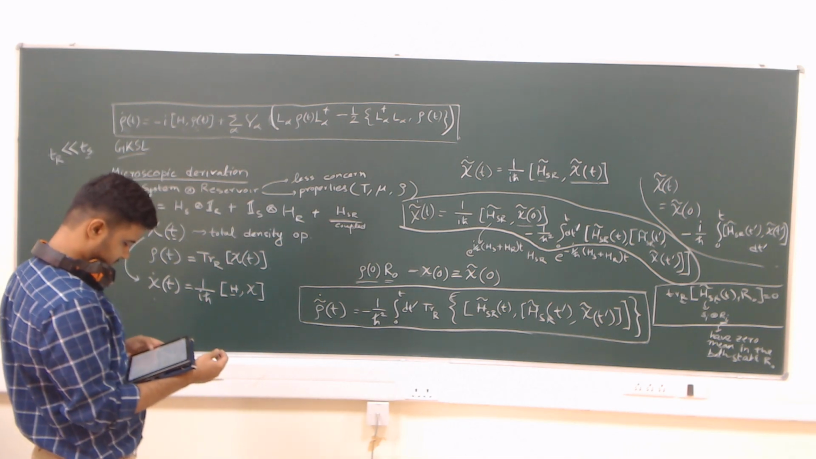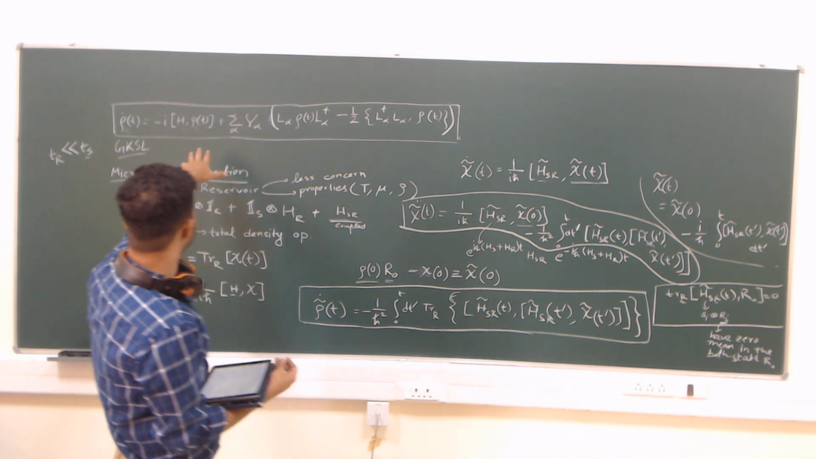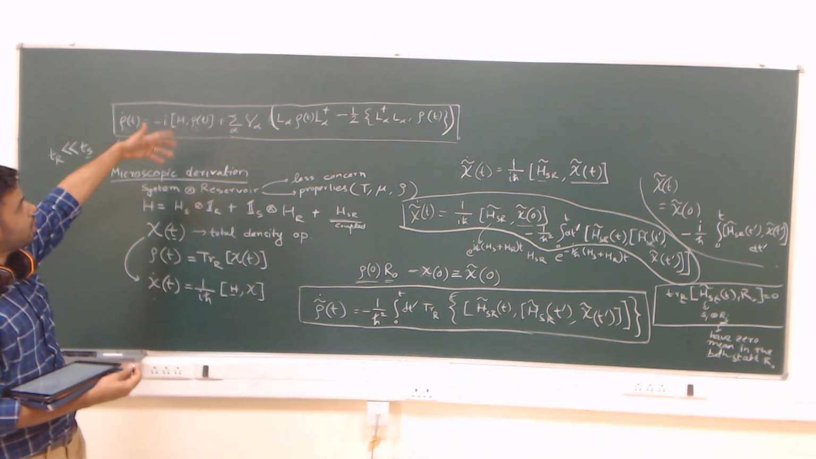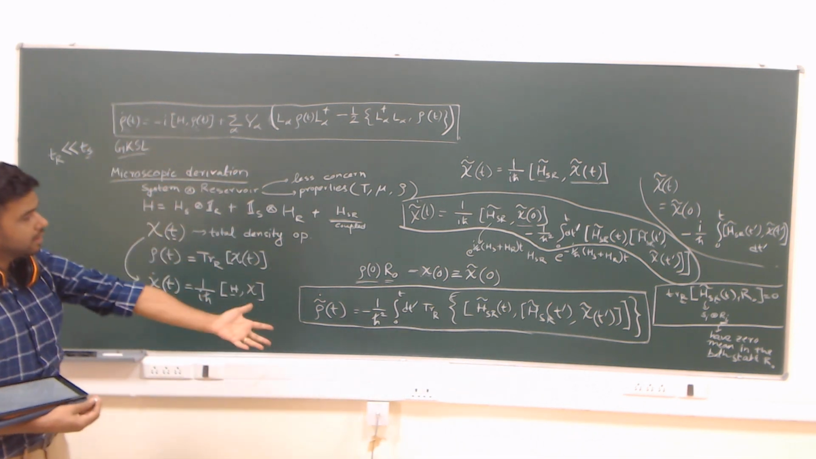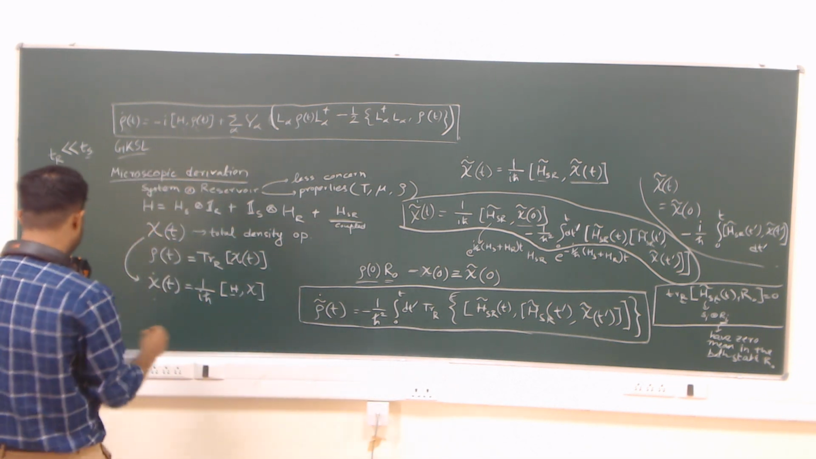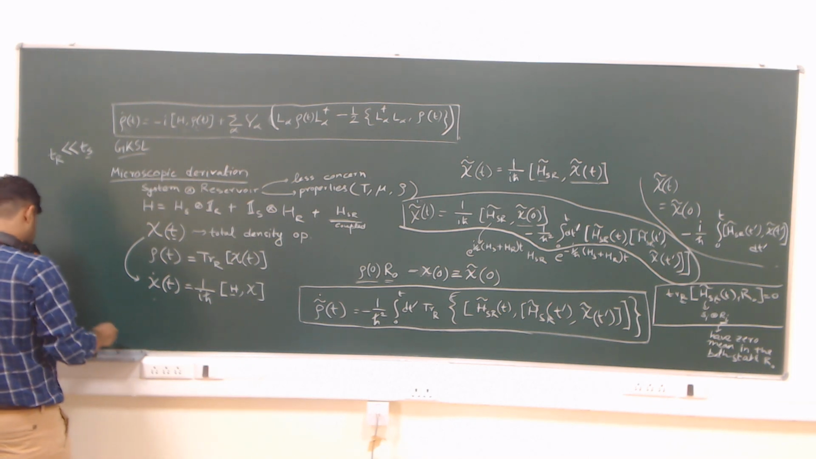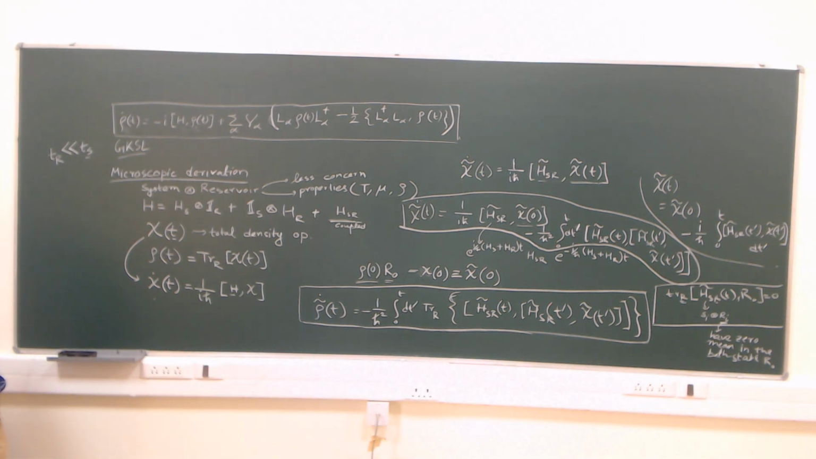So, until here we haven't yet made any assumptions, for example, the decoupling or the bond assumption, or the second assumption that we have to make, which is the Markovian assumption. None of them we have made yet. So, let's do those things now.